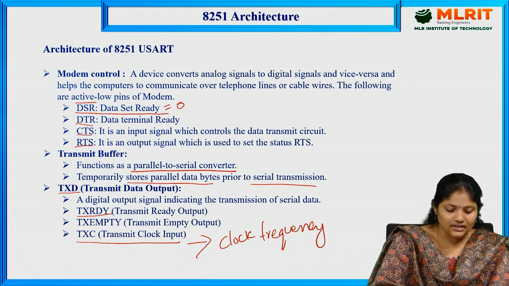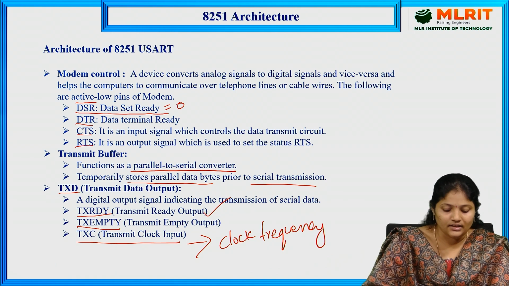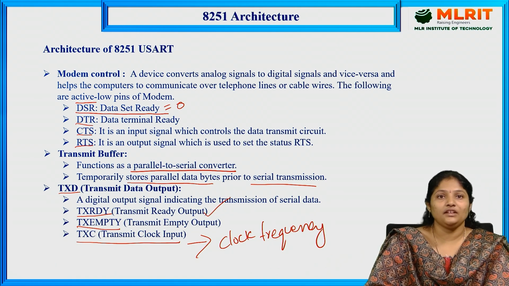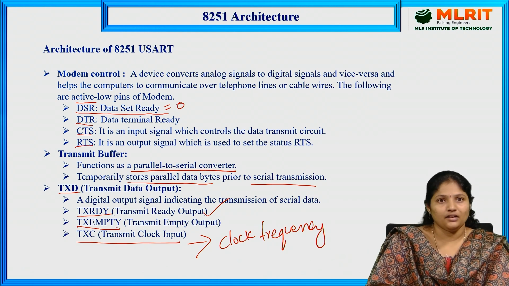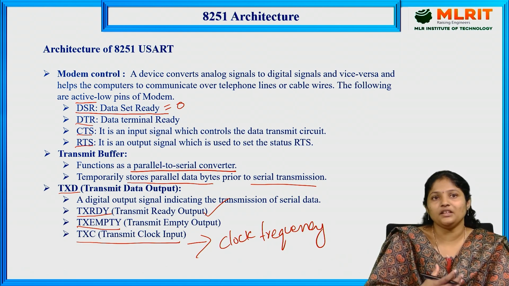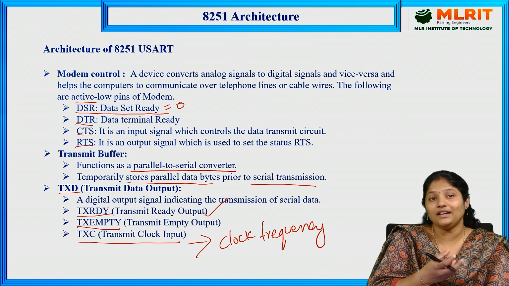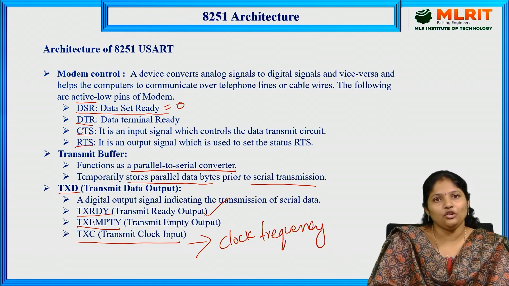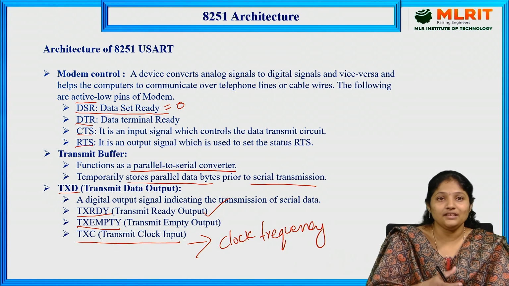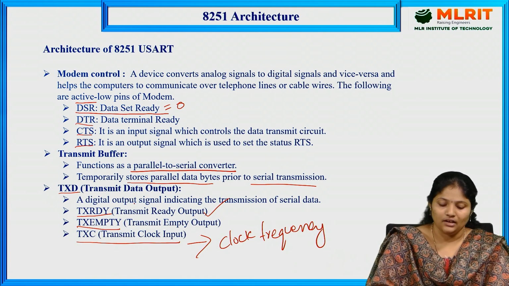Here TXRDY and TXEMPTY. TXRDY indicates the transmitter ready output, so the transmitter is ready to transmit the data. TXEMPTY indicates that the transmitter is empty, so the data will not be there in the particular register, and you can reload the data to transmit. So it is indicating the transmit empty output.